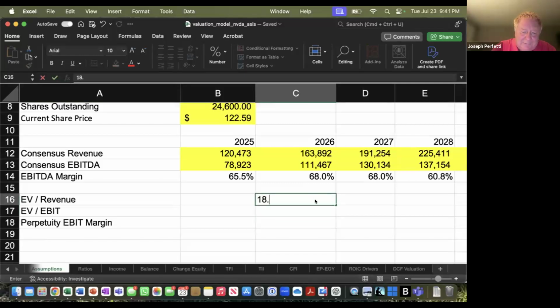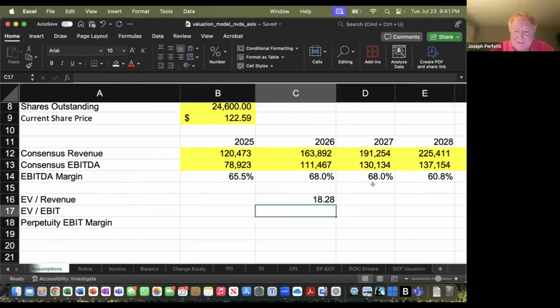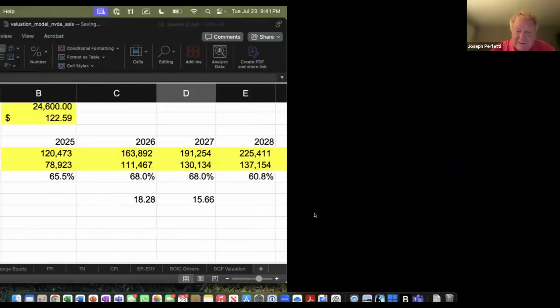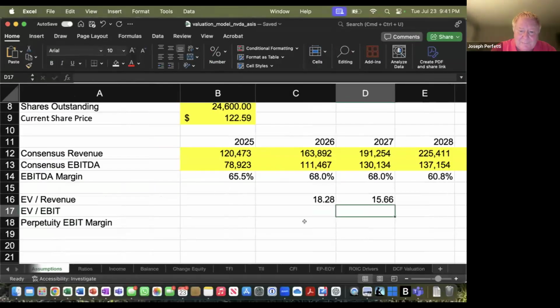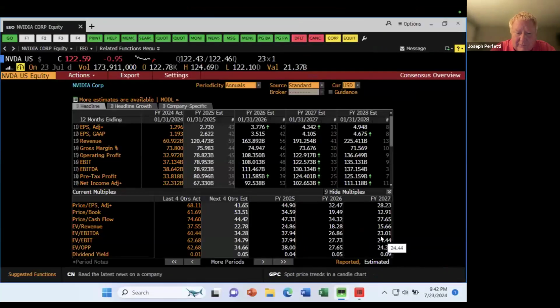So $1 of revenue creates $18.28 of value. In 2027, EV to revenue is 15.66. $1 of revenue creates $15.66 of value in 2027. EV to EBIT in 2026. EV to EBIT 2026, called year 2, year 3, year 1, 2, 3, is 27.73 and 24.44.